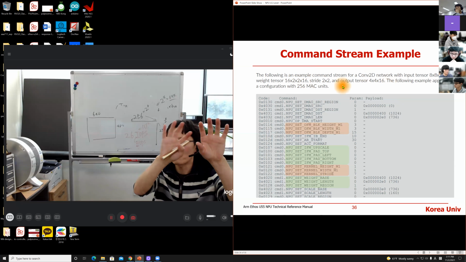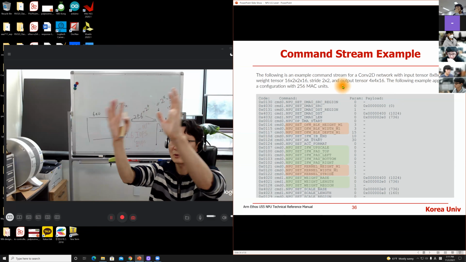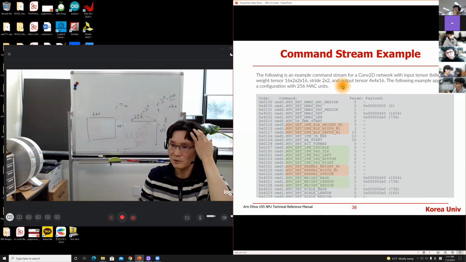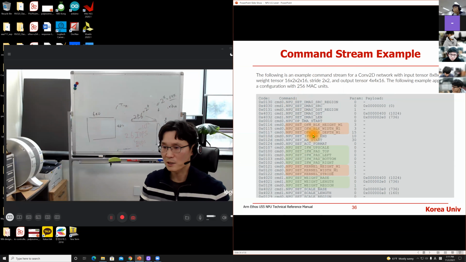Stride is how many pixels you are moving. 2 by 2: the convolution moves 2 pixels, 2 by 2 pixels, and so on. So in this slide I'm trying to show you that the ARM micro NPU is also implementing those different instructions. By mixing those, you can implement a DNN model.